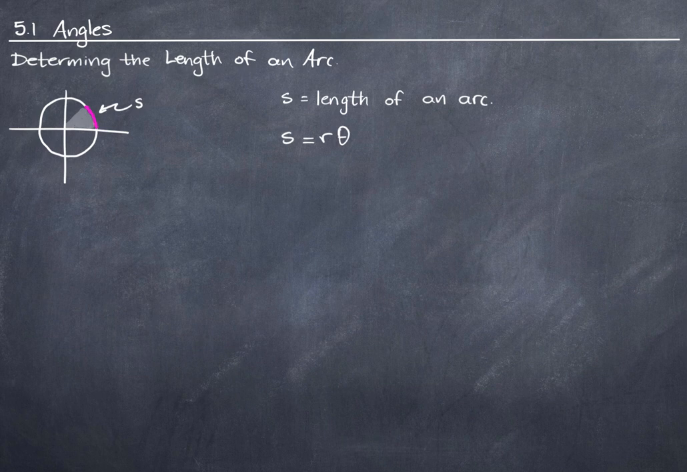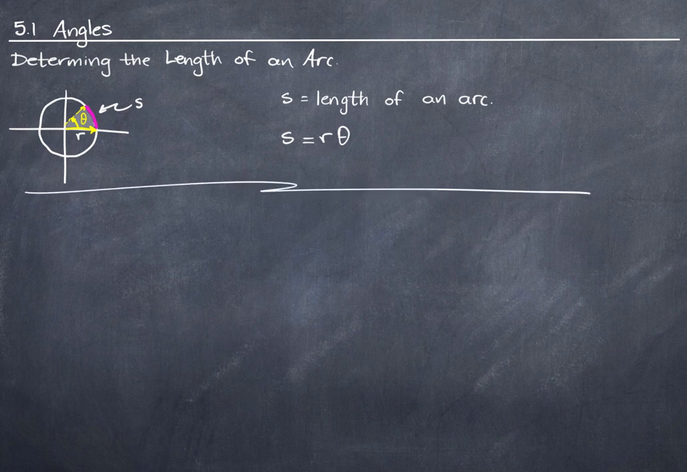by the initial ray, or between the initial ray and the terminal ray, right? If we know what this angle is here, we can call that theta. We call that angle theta. Then if we know theta, and if we know r, the radius of the circle, then we can determine s. It's really just a matter of plugging in some values.